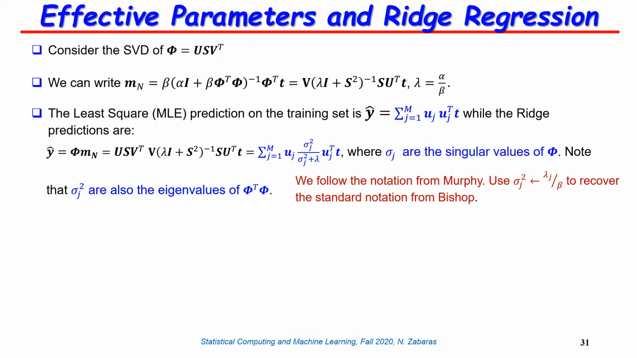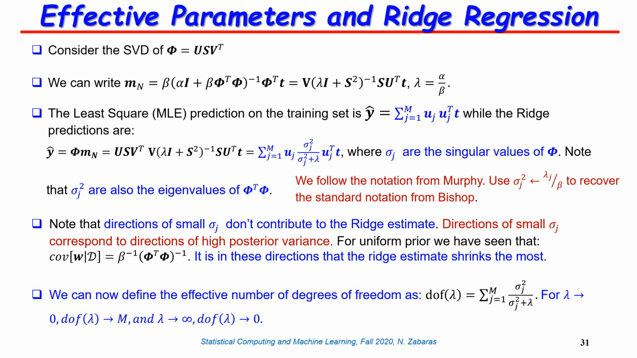Let's go directly to this slide. Okay, so what I'm going to do is take the singular value decomposition of my design matrix phi. I'm writing phi as the orthogonal matrix U times this matrix with the singular values times another orthogonal matrix V transpose.